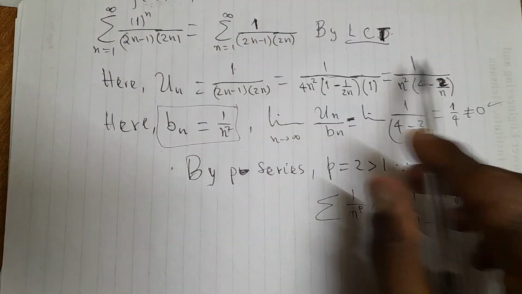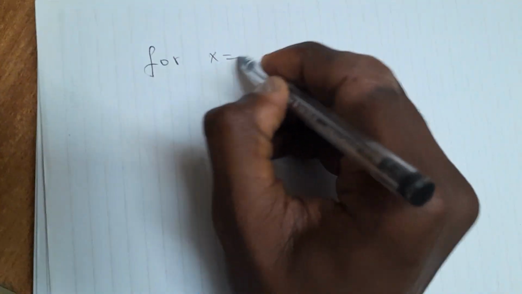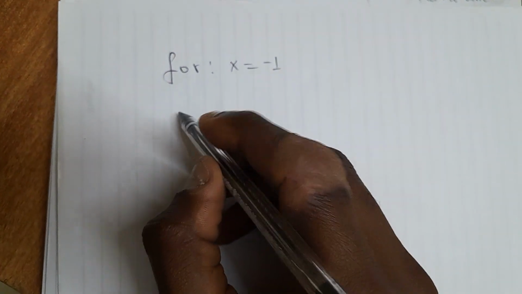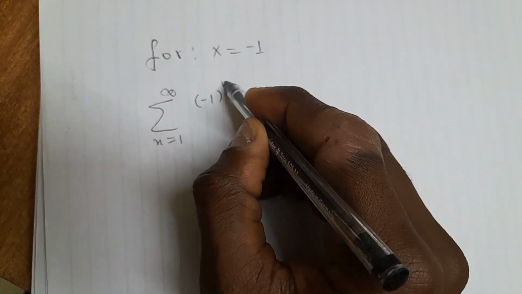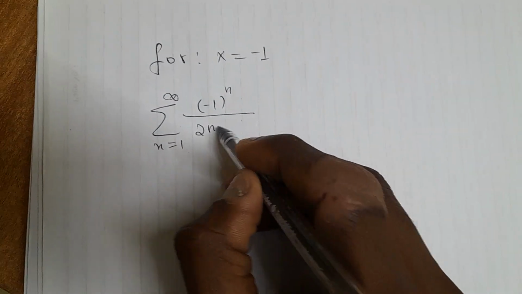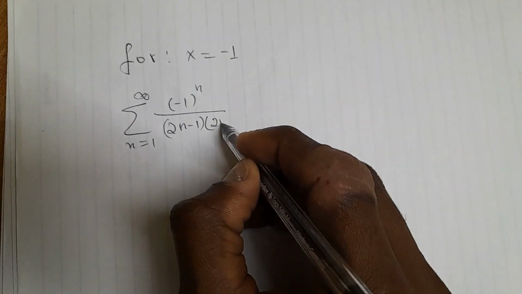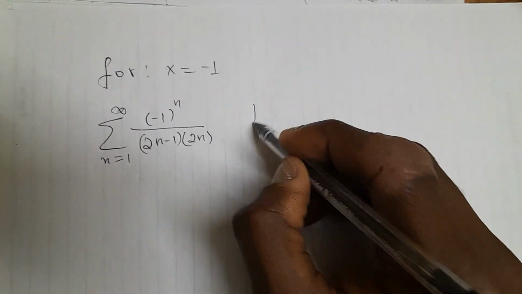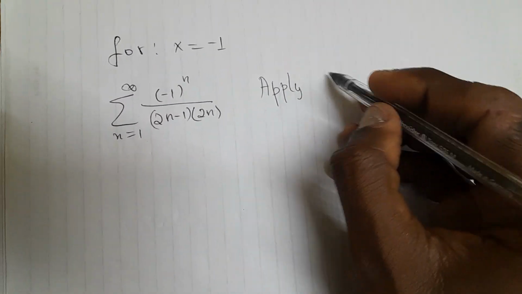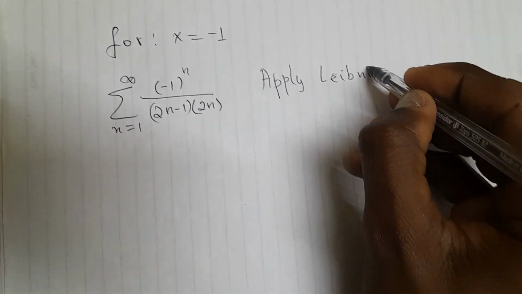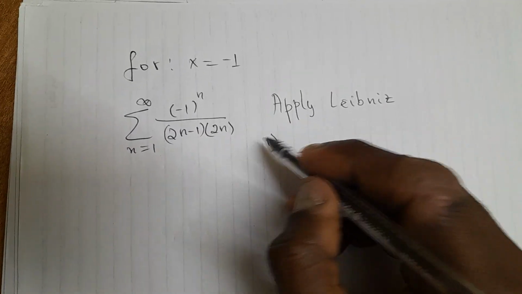Let us now check for minus 1. For x equal to minus 1, what will we have? We will have the same: minus 1 to the power n upon (2n minus 1) and 2n. In this case, because it's an alternating series, we will apply what? Leibniz. Always Leibniz.